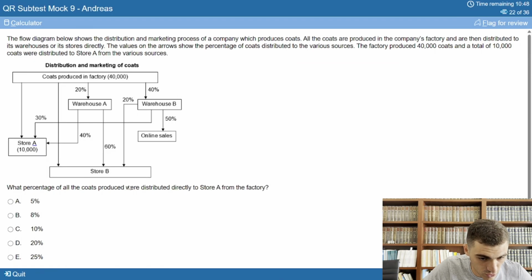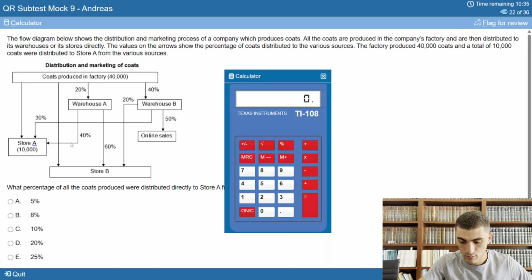What percentage of all the codes produced were distributed directly to store A? Directly to store A from the factory. So these are here. So this was 8,000, and then 40% of 8,000 is 3,200, and then you have 0.4 times 40,000, so this is 60,000, and we take 30% of that times 0.3, 4,800 plus 3,200 that we have before, so it's 8,000.